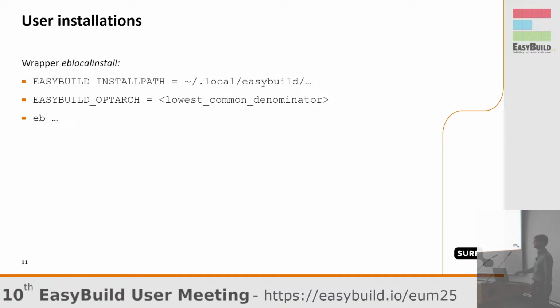And we have a wrapper to make that a little bit easier. It sets the EasyBuild install path and EasyBuild optarch, and here we set it to the lowest common denominator of the architecture supported on our system, right? So that would be the AVX2 CPU optimizations, and then it invokes the EB command. And this choice for the optarch, we know it's not optimal, but it's a trade-off for keeping things simple for the user.